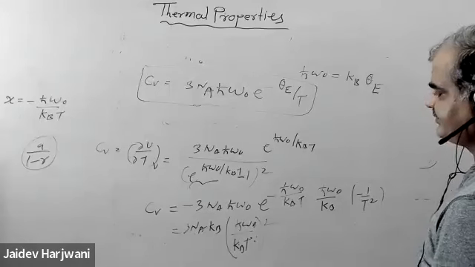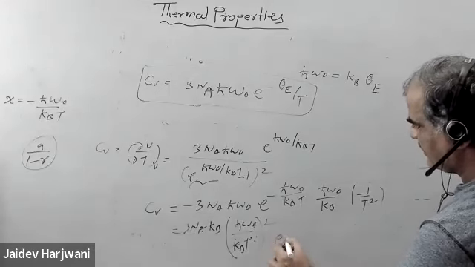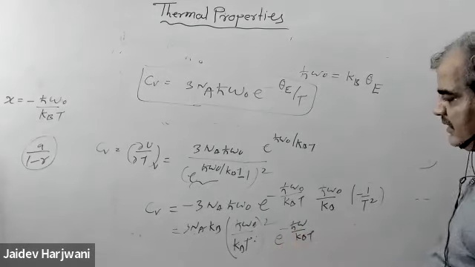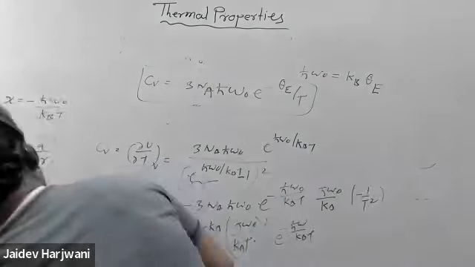Is it okay now? Yes sir. Yes, ħω₀ kbt. I think now it is correct. Okay, so this is wrong.